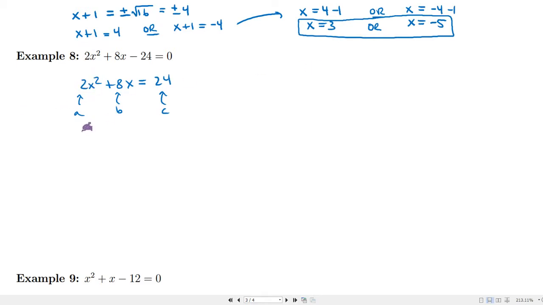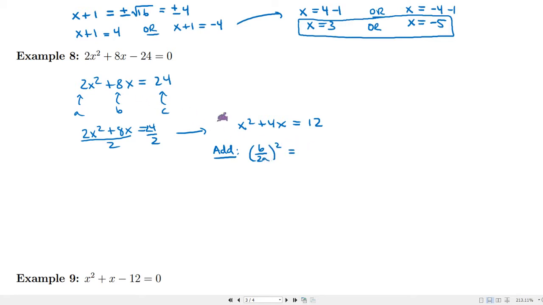So dividing both sides by A, we have 2x squared plus 8x equals 24. Divide by 2, divide by 2. This gives us x squared plus 4x is equal to 12. And then now, what are we going to do? We will add b over 2a squared to both sides of the equation.